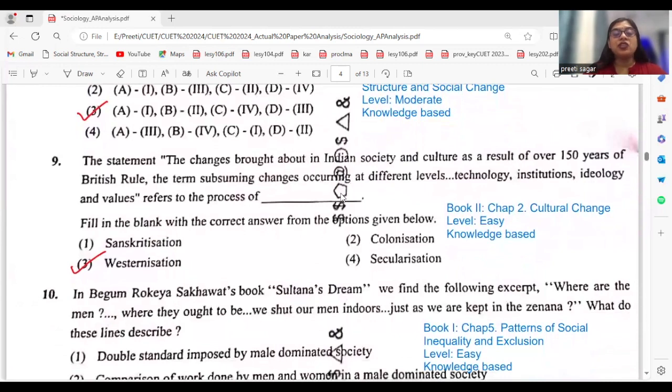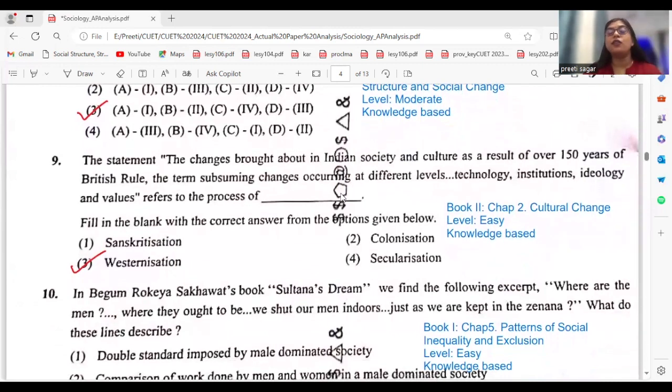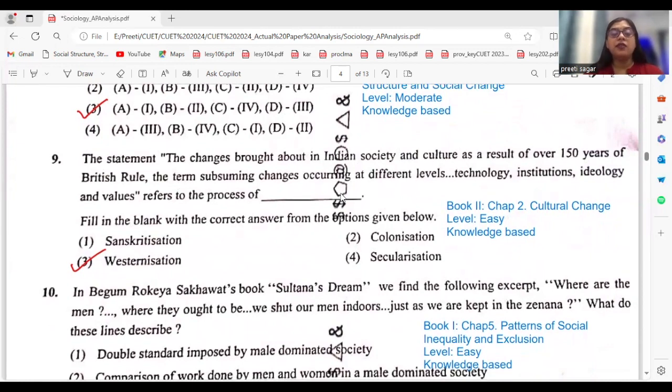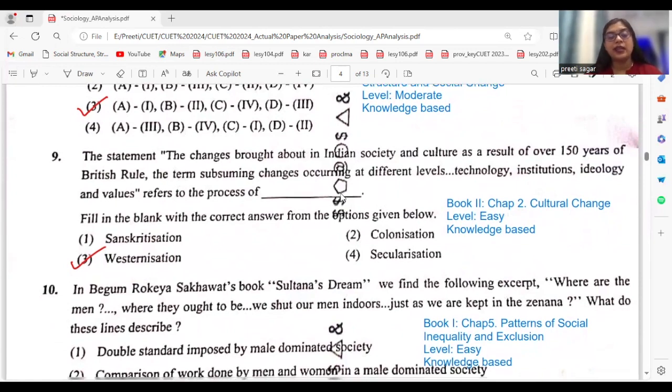Next is the statement: changes brought about in Indian society and culture as a result of over 150 years of British rule. The term subsuming changes occurring at different levels, technology, institutions, ideology, and values refers to the process of. So this is westernization. You will find the exact statement in chapter 2 of book 2, cultural change. So here the exact statement is given, and that is because of westernization. Option 3 is the right answer.